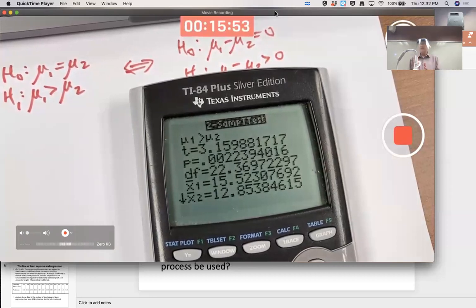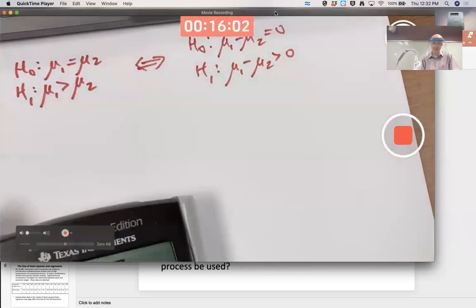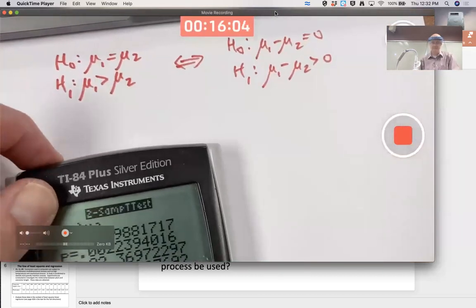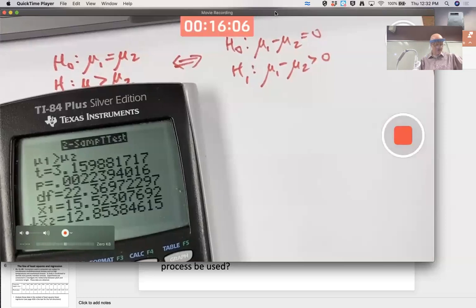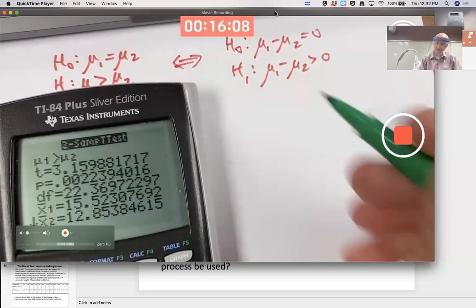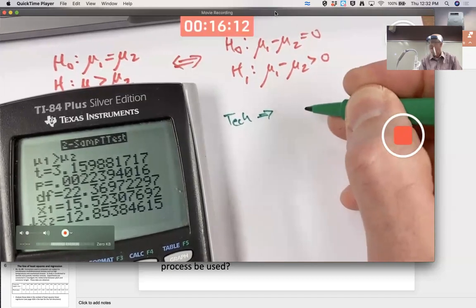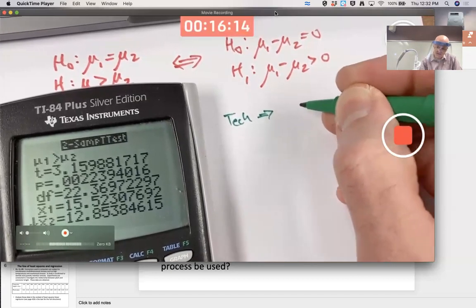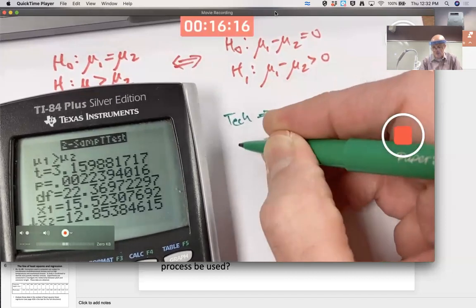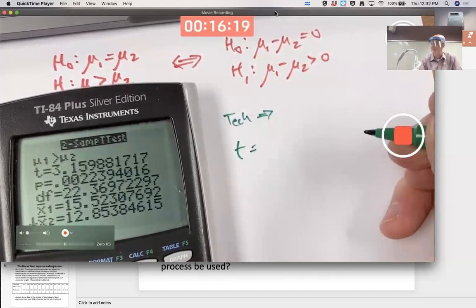So with the technology, which you can do for your homework, we're essentially using the p-value approach. It's good to say what t is as well. With technology, you can write down these statistics as well, but you should at least write down the formula for t, just to remind yourself what it is.